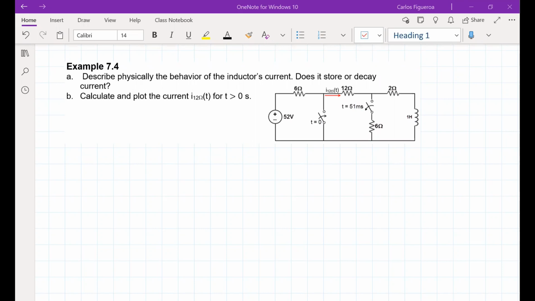Example 7.4. Describe physically the behavior of the inductor's current. Does it store or decay current? Calculate and plot the current of I12 for all times.